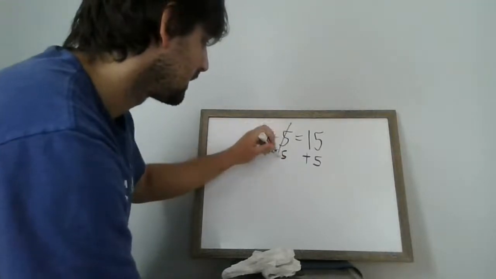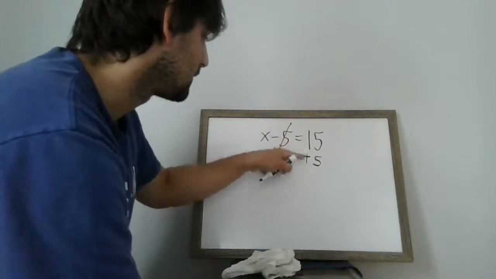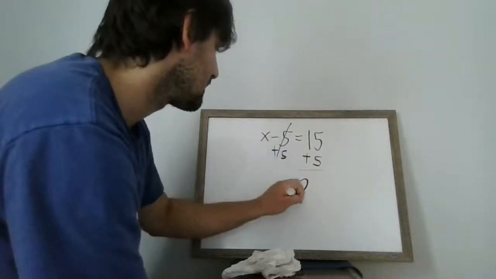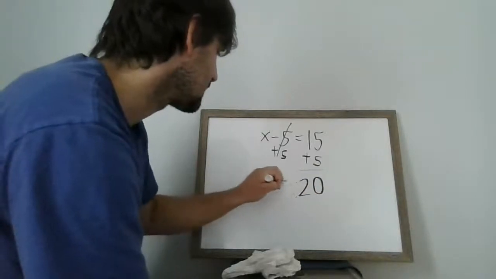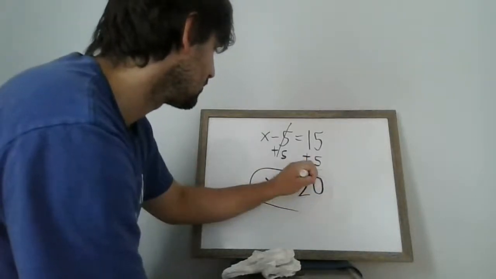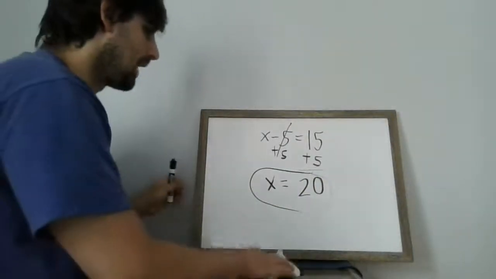So x minus 5 equals 15, so we're going to add 5. 15 plus 5 equals 20. So x equals 20. All right, now I'm going to do another one.